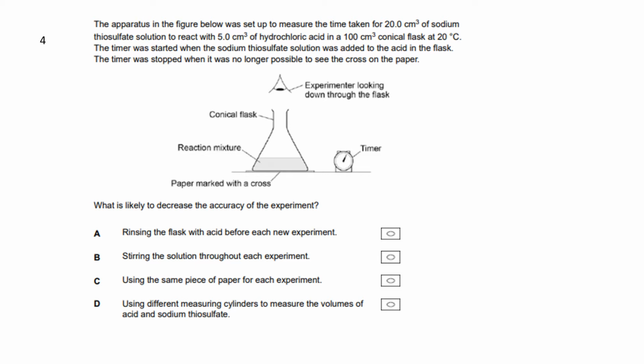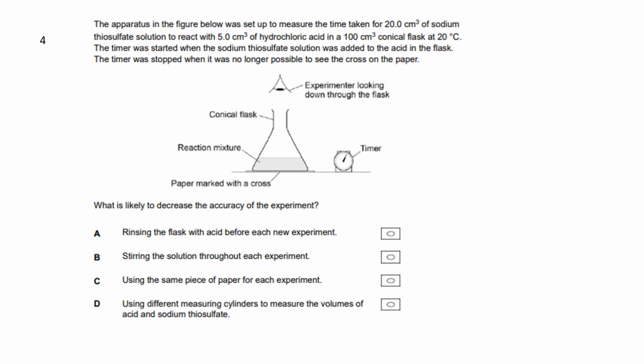Question 4. So, what is likely to decrease the accuracy of the experiment? So if you imagine they're trying to see a cross through here, a precipitate's formed, precipitate of sulfur normally in this reaction, I think this one is. As a precipitate's formed, it makes it harder and harder to see until eventually stop the clock.